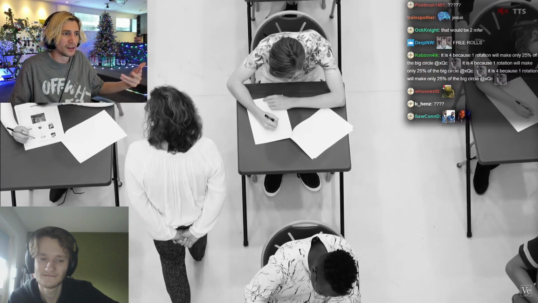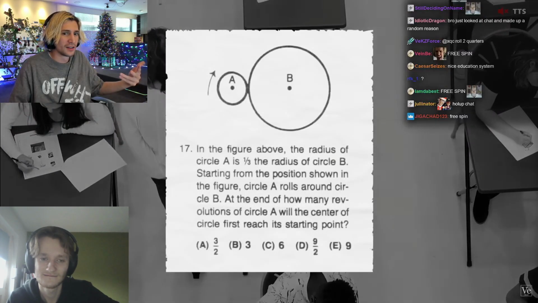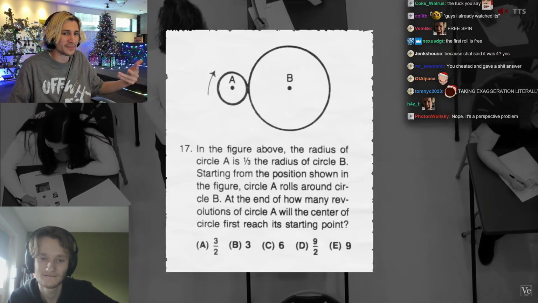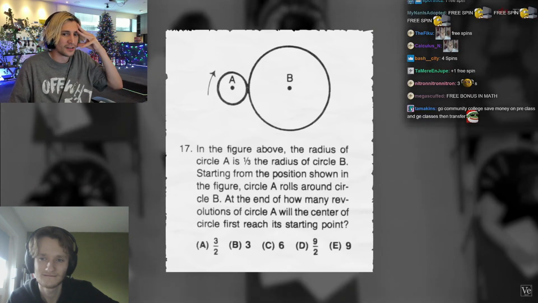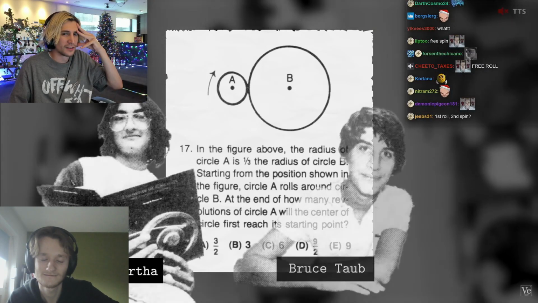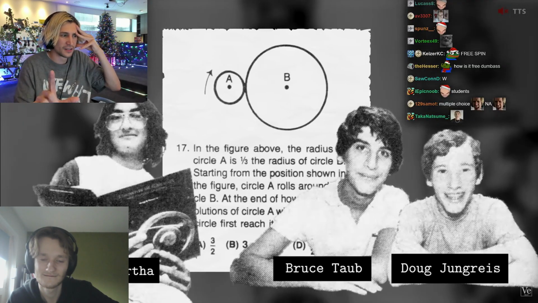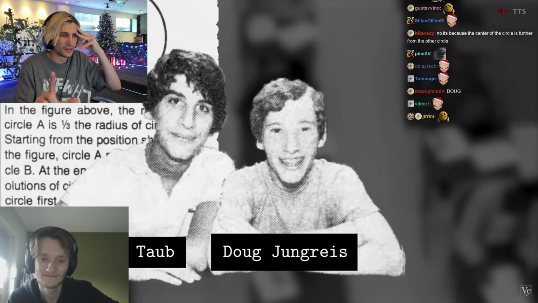Of 300,000 test takers, just 3 students wrote about the error to the College Board, the company that administers the SAT: Shivan Kartha, Bruce Taub, and Doug Youngrice. I did a lot of math problems when I was young. For the competitions, I probably did thousands of math problems. I read it, and I was amazed how badly it's worded. I just put 3 down. I figured that's what they wanted.